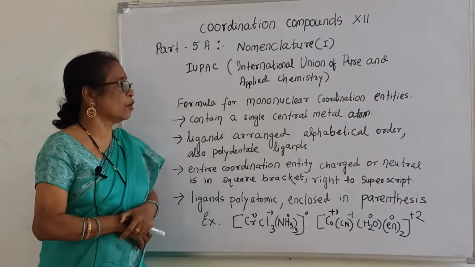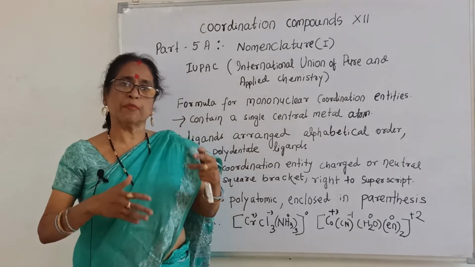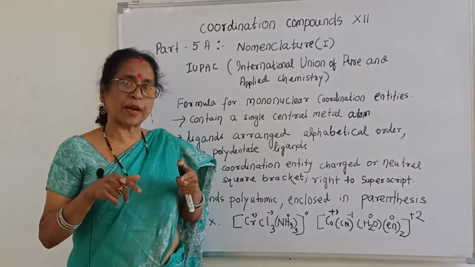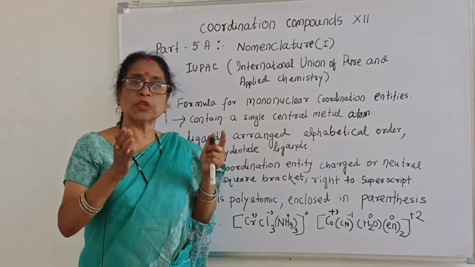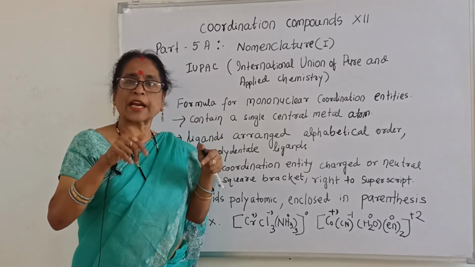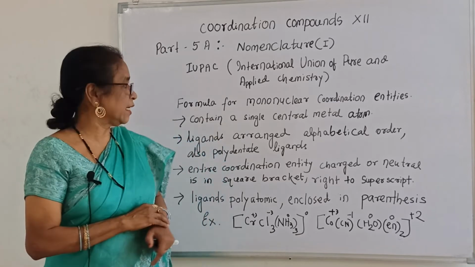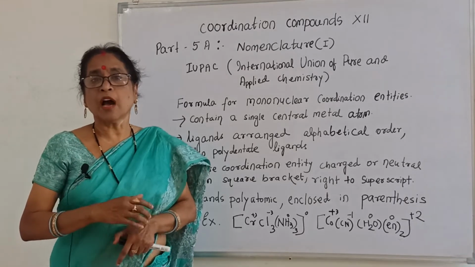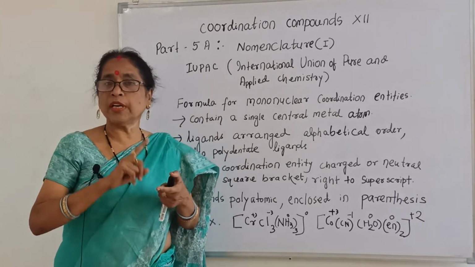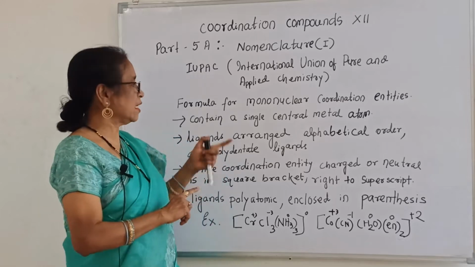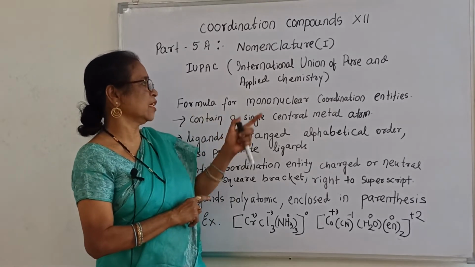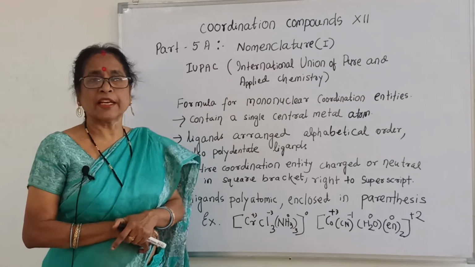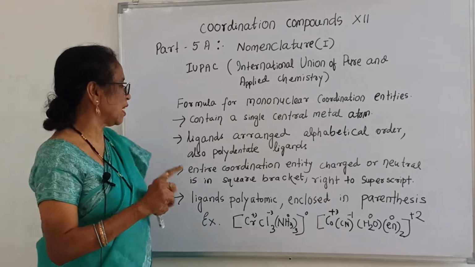Now, the formula of a mononuclear coordination compound. What is meant by mononuclear coordination entities? Entities mean what is within the square bracket. The coordination entity is the square bracket with its charge, and it contains a single central metal atom. The compounds which contain only a single metal atom are called mononuclear coordination entities. That means it contains one central metal atom.